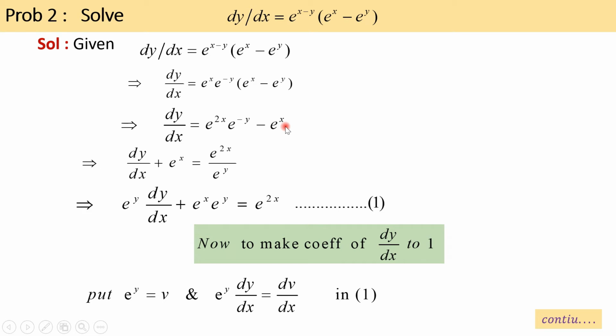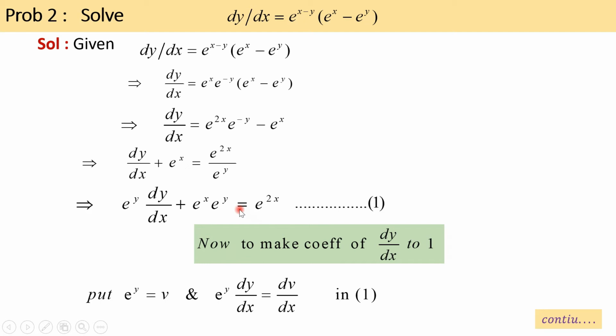Take this -e^x to the left-hand side. We get dy/dx + e^x = e^(2x)/e^y. Take this e^y to the left-hand side and multiply it. We get e^y dy/dx + e^x e^y = e^(2x). Let this be equation 1.